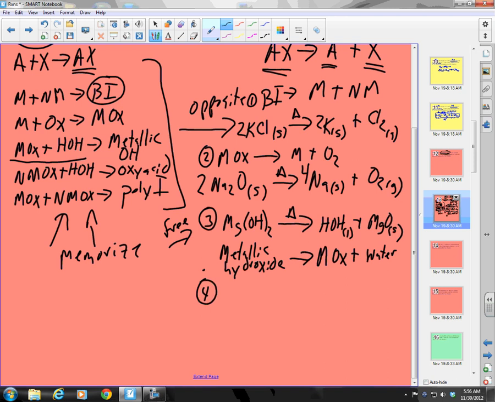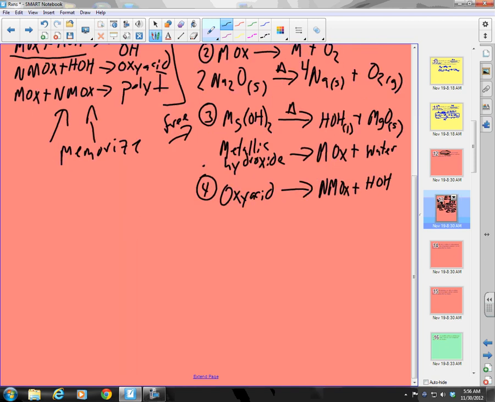Number 4. What do you think number 4 is? How about an oxyacid? An oxyacid is going to decompose into a non-metal oxide plus water. Okay, so let's take H2CO3. Carbonate, 2 H's, so the ate becomes ic, right? Good, so that would mean carbonic acid, so I have carbonic acid. When we talk about acids, they are always aqueous.